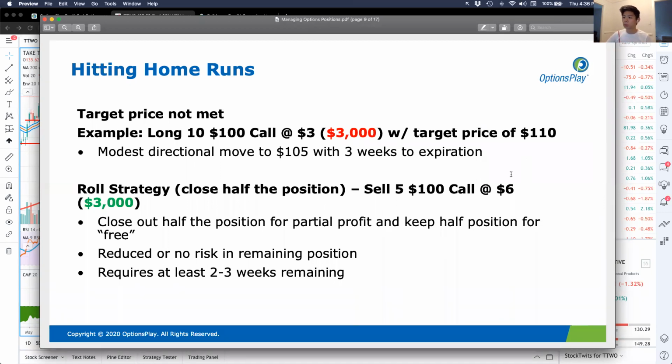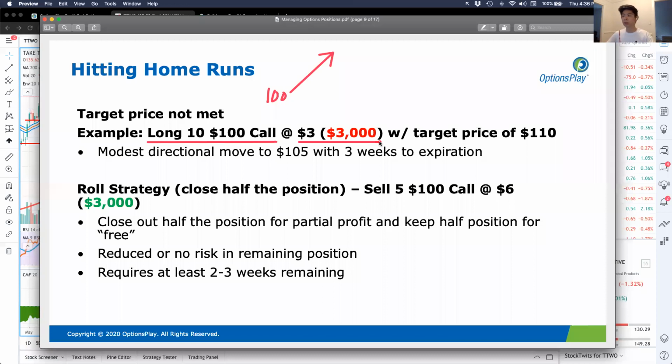Okay, so I'm going to give you an example, and I think the trade that we just made on Zoom is an example of how you can turn a small winner into potentially a huge winner. So let's say I buy 10 calls of a $100 stock. I think the stock's going to go higher, so I buy 10 contracts of the at-the-money call options. Let's say those call options cost $3. So the total trade cost me $3,000 to get into.